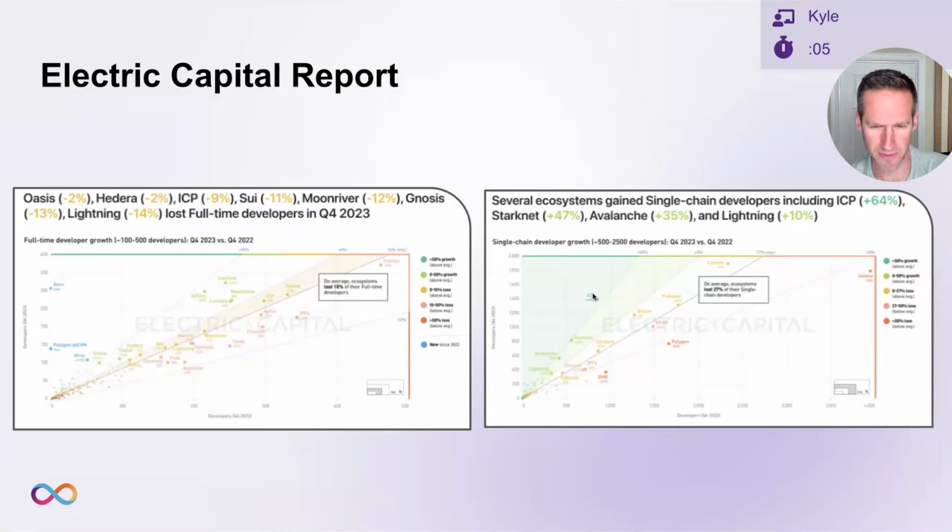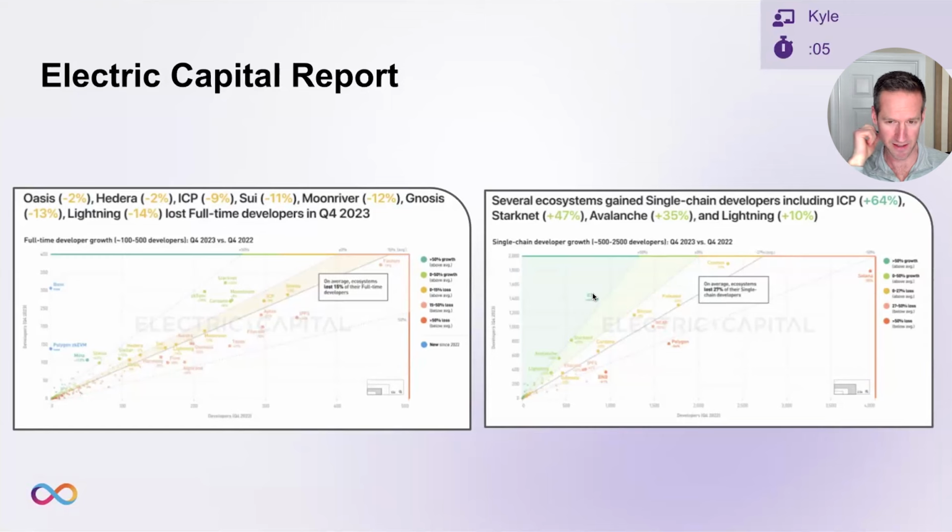You can't really see it very well in the picture. I apologize, but we're actually performing pretty well on full-time devs, given the context of the landscape. And then when they broke it down to the single chain, that's when ICP really popped. You can see we had a 64% gain over the year. So that's the headline that we would obviously want to lead with in public.